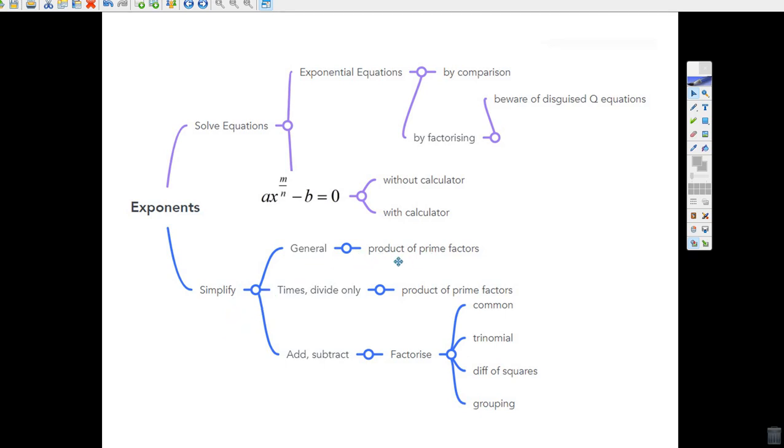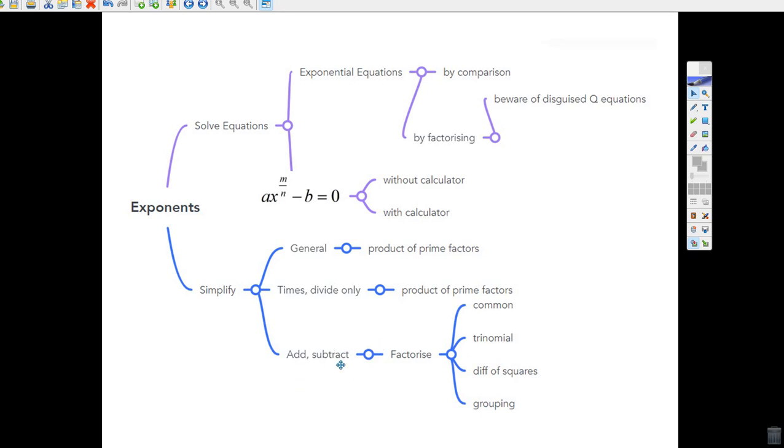And the key thing when you're simplifying with exponents is to put everything into prime factors. So if you see an 8, make it 2 cubed. If you see 27, make it 3 to the third power. And if you only have times and divide, you can always just use this product of prime factors thing, use the laws of exponents, and everything works out.